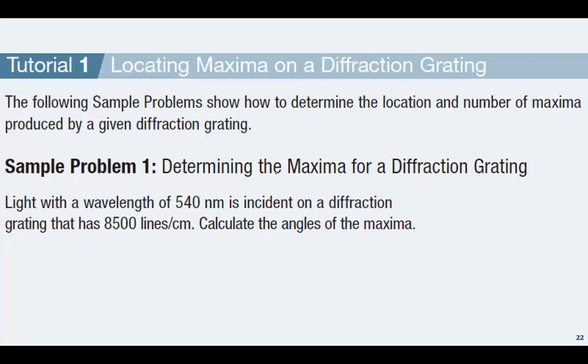Okay, so based on what we have learned so far, I'd like you to try to solve this problem here, okay? In this problem, we have light with a wavelength of 440 nanometers incident on a diffraction grating that has 8,500 lines per centimeter. Calculate the angles of the maxima.